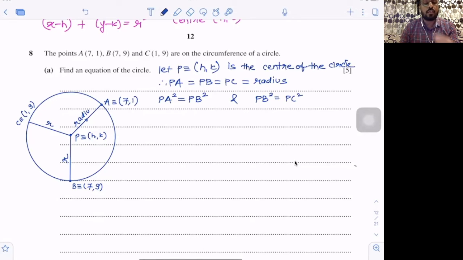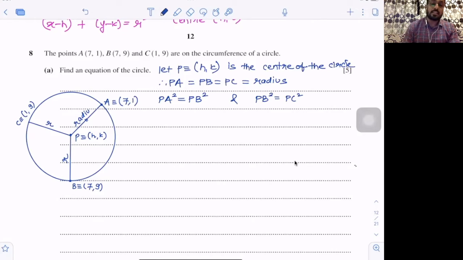So I have done squares of the distances. The only reason for squaring is that I'll be able to make use of the distance formula very easily. What's the distance formula? The distance formula goes like the square root of (x2 minus x1) the whole square plus (y2 minus y1) the whole square. But if you do the square of this distance, the square root sign will vanish from there, right?